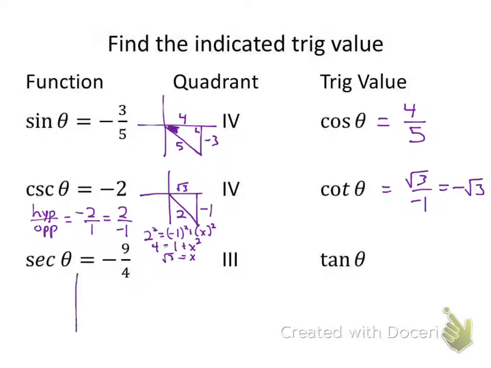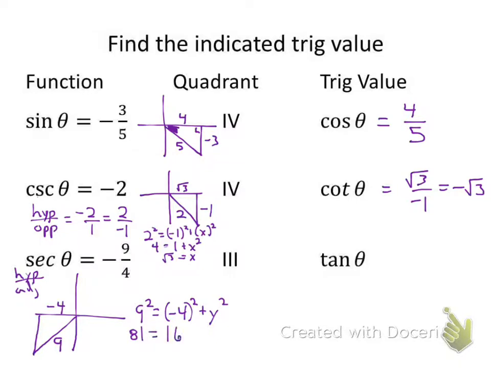Last one we have here is quadrant 3, and secant is -9/4. Secant is the reciprocal of cosine, so that's hypotenuse over adjacent. So I have 9 is my hypotenuse, and my adjacent will probably need to be -4, because again, the hypotenuse is not going to be negative. So I need to find the other leg, because I need to do tangent. So we'll do 9 squared equals -4 squared plus y squared. That's what we're looking for.